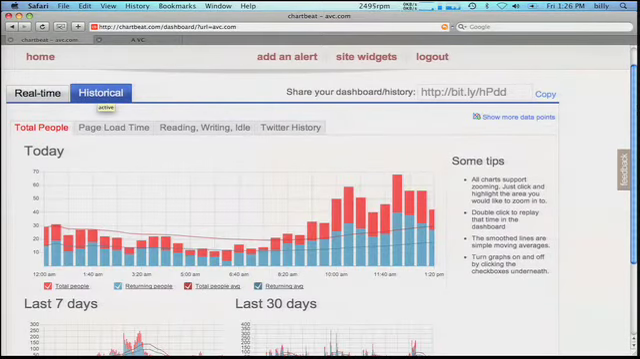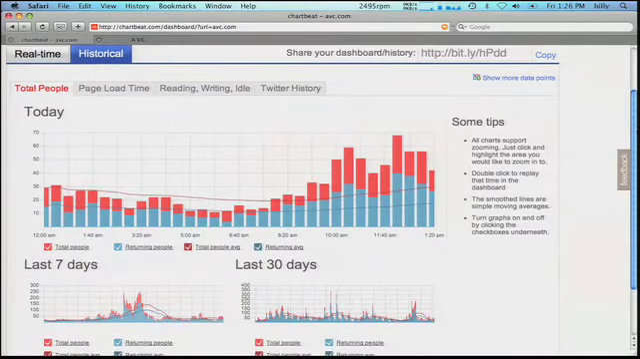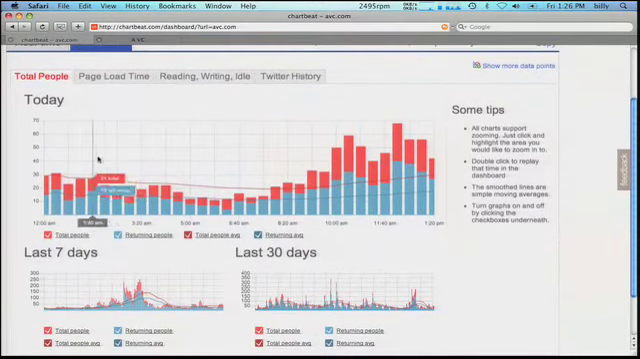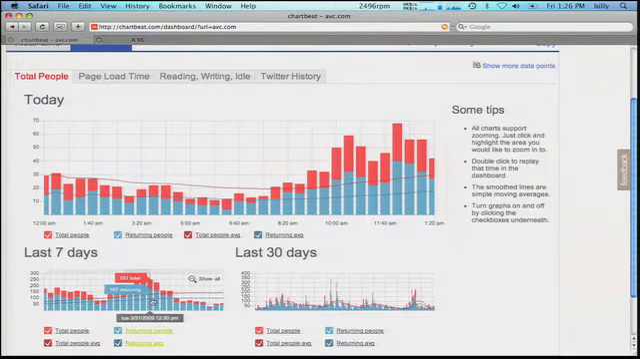And so Chartbeat also gives you the opportunity to look into history in terms of what was going on your website. You can see here we have total people on the site today, and then for the last 7 days and last 30 days. And in the event that we see a spike in traffic, we can actually highlight that area, zoom in a little bit more closely.